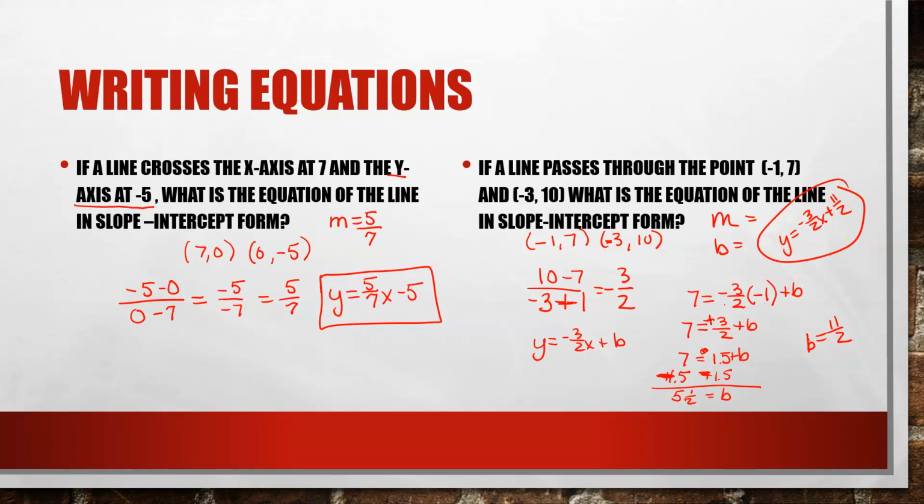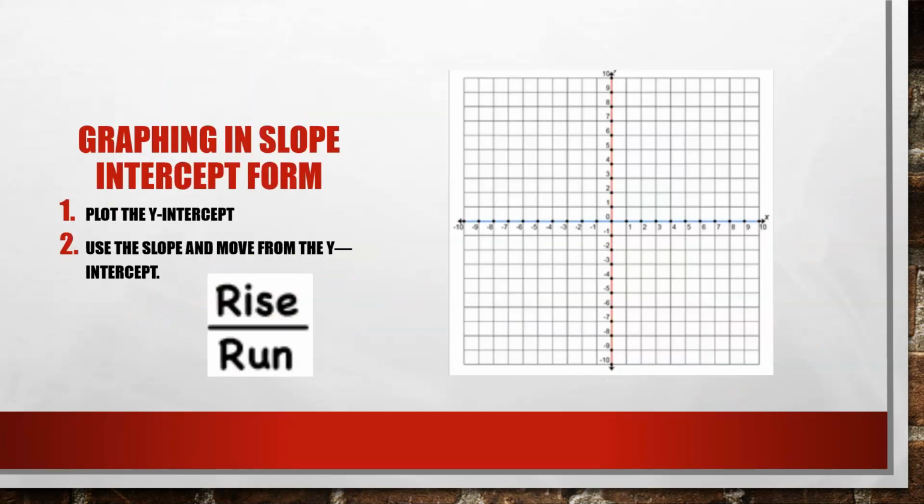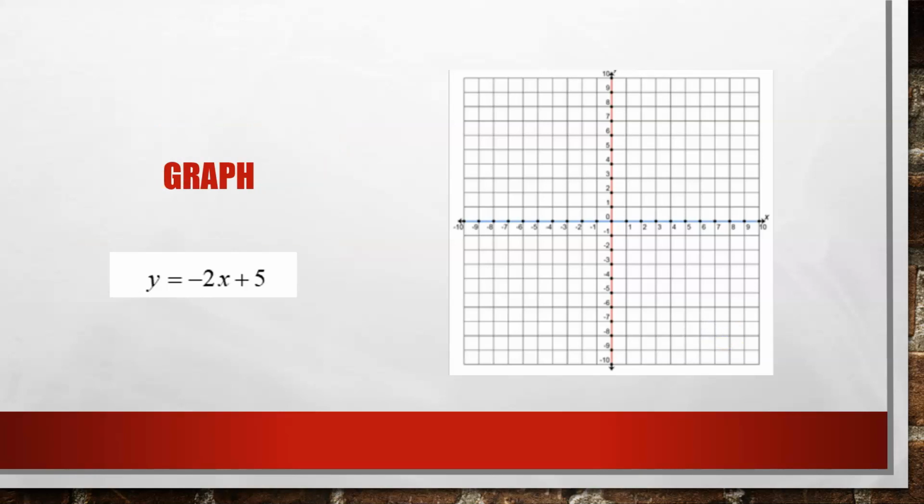All right, let's go back and practice graphing in slope-intercept form. So you plot the y-intercept and you use the slope and move from the y-intercept using rise over run. Okay, so let's see these examples in motion. So the first one is y equals negative 2x plus 5. So 5 is your starting point on the y-axis. So I'm going to count up to positive 5 and make my first point.